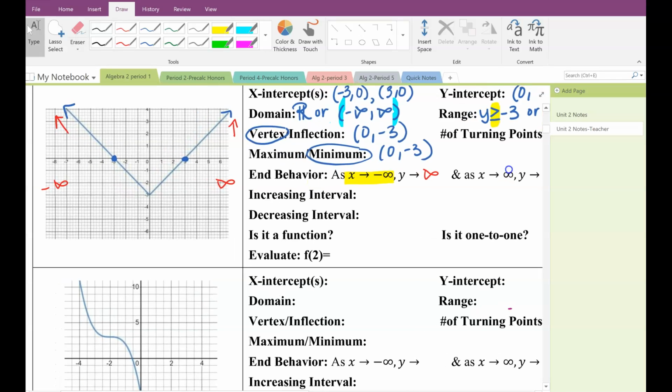Increasing and decreasing intervals. So let's find the vertices and break that up. The vertex, currently, is at x equals 0. Now, we don't have any other vertices, so we're going to use intervals of negative infinity and then positive infinity. So the first one we're going to write is negative infinity to 0. The second interval is 0 to infinity.